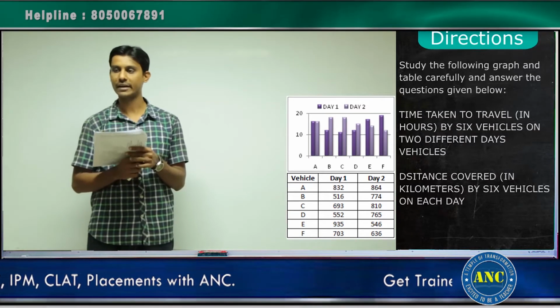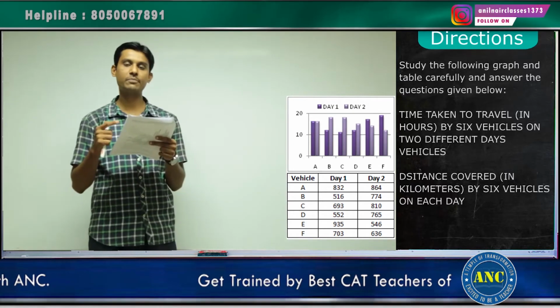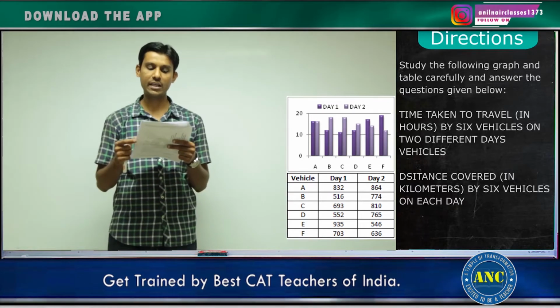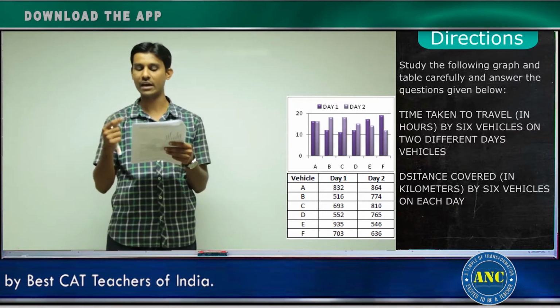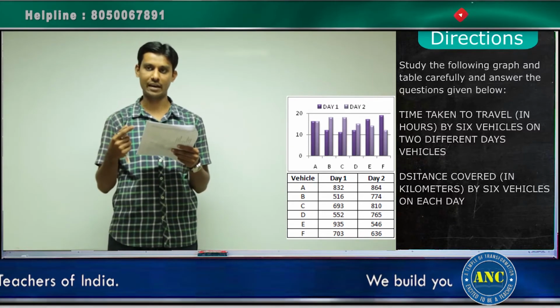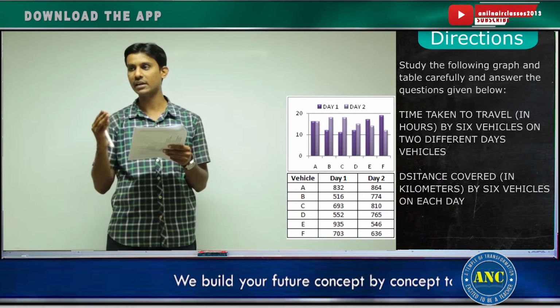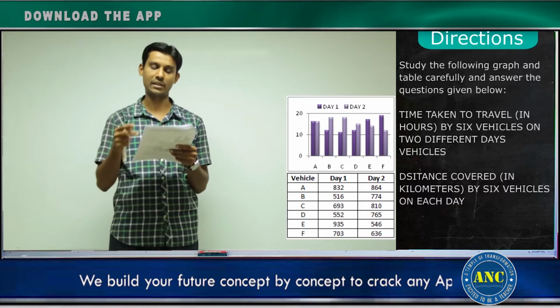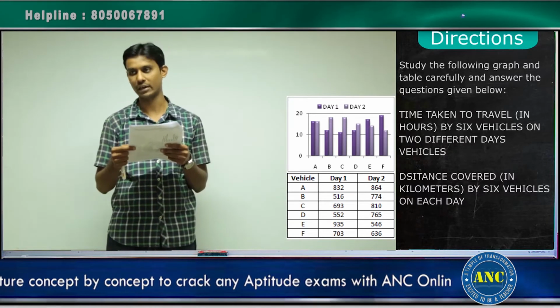The bar graph is telling you about time taken to travel in hours by 6 vehicles on 2 different days. There are 2 different days, day 1 and day 2. Day 1 is in white color, day 2 is in black color. There are 6 different vehicles, A, B, C, D, E and F. Y-axis represents how much time taken in hours by each of these 6 different vehicles.